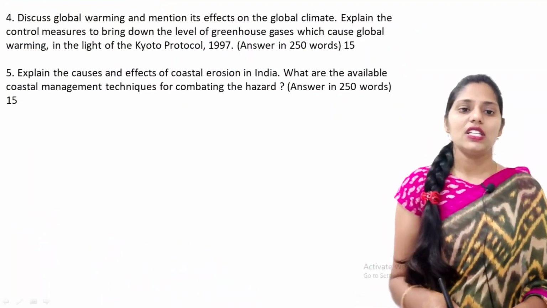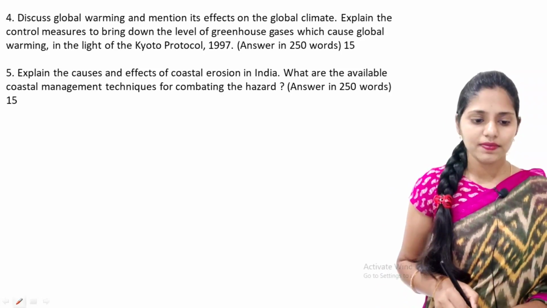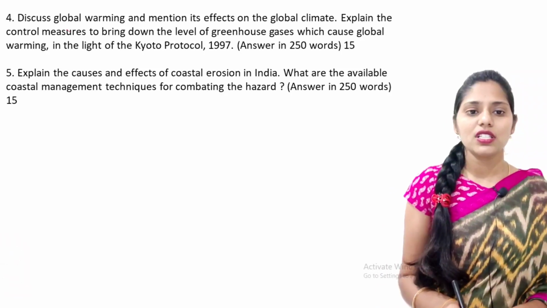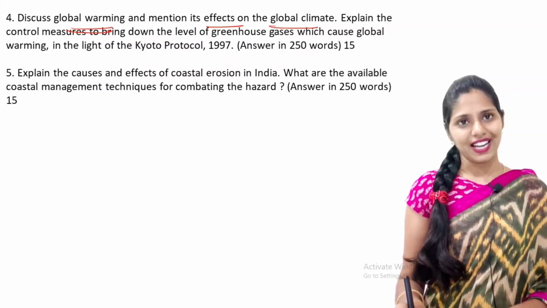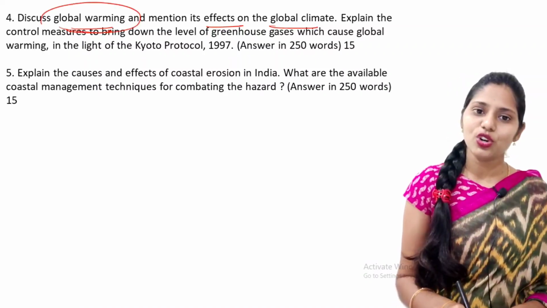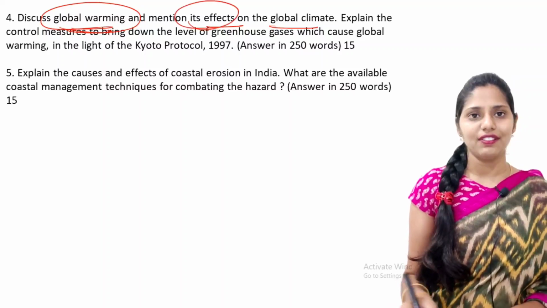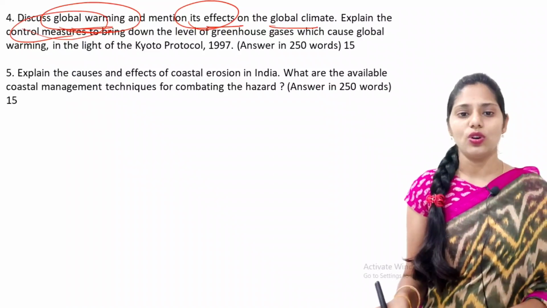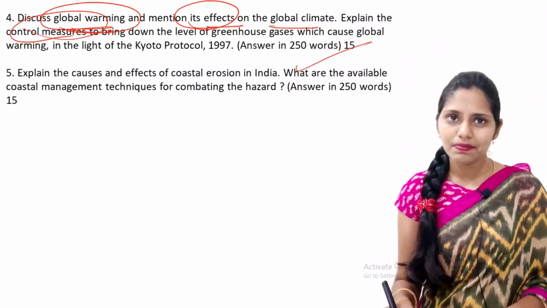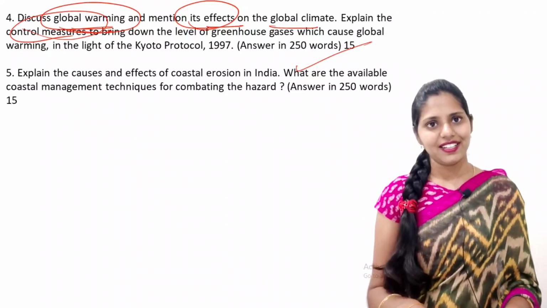The next question is: discuss global warming and mention its effects on global climate. You can write simply about global warming, and about the effects on our climate. And you can write about the control measures also. It is very simple, very direct.